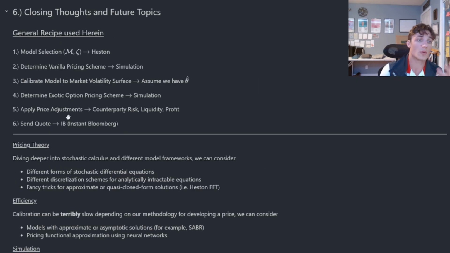Some closing thoughts, going over this general recipe again, and some future topics. Remember, this general recipe demanded model selection because we need consistent prices so that we can accumulate edge. The Heston model is going to ensure we can quote consistent prices. We need to determine how we're going to produce the vanilla option prices for the model we select. In this case, we did simulation. We then calibrated the model to the market surface. In this case, we didn't go about solving that minimization problem. We just assumed that we could solve it and find that theta, that parameter set for the model we chose.